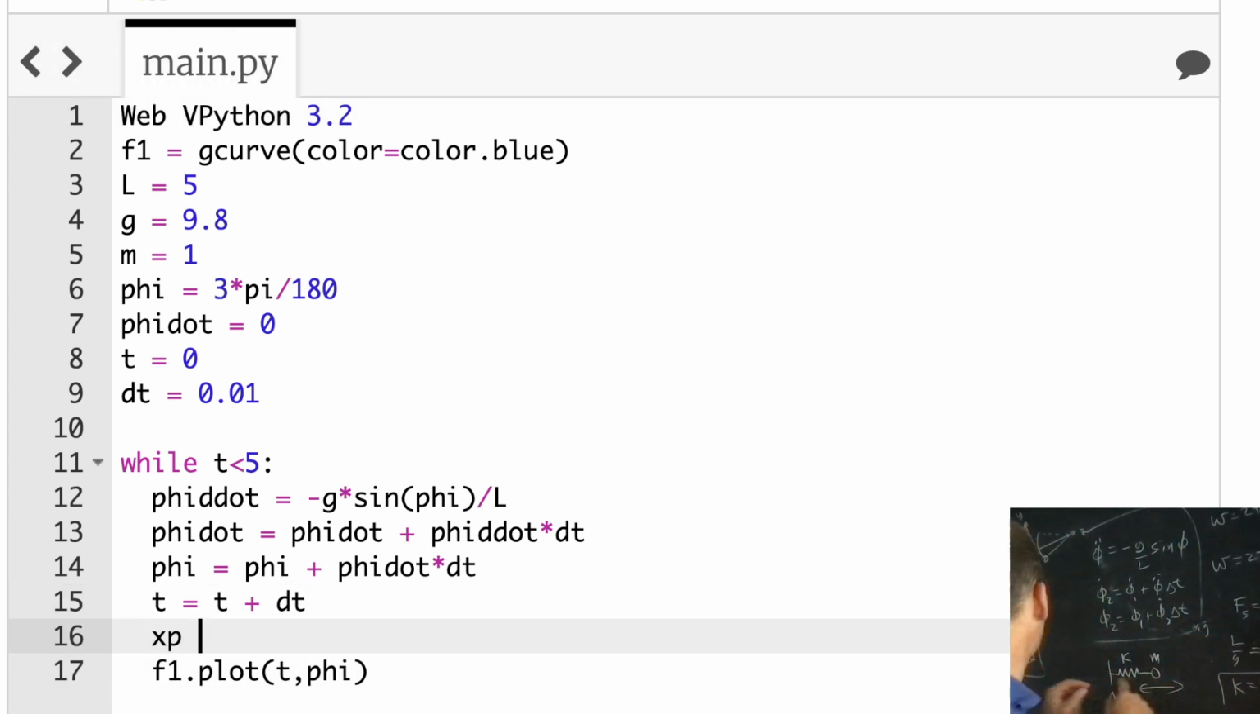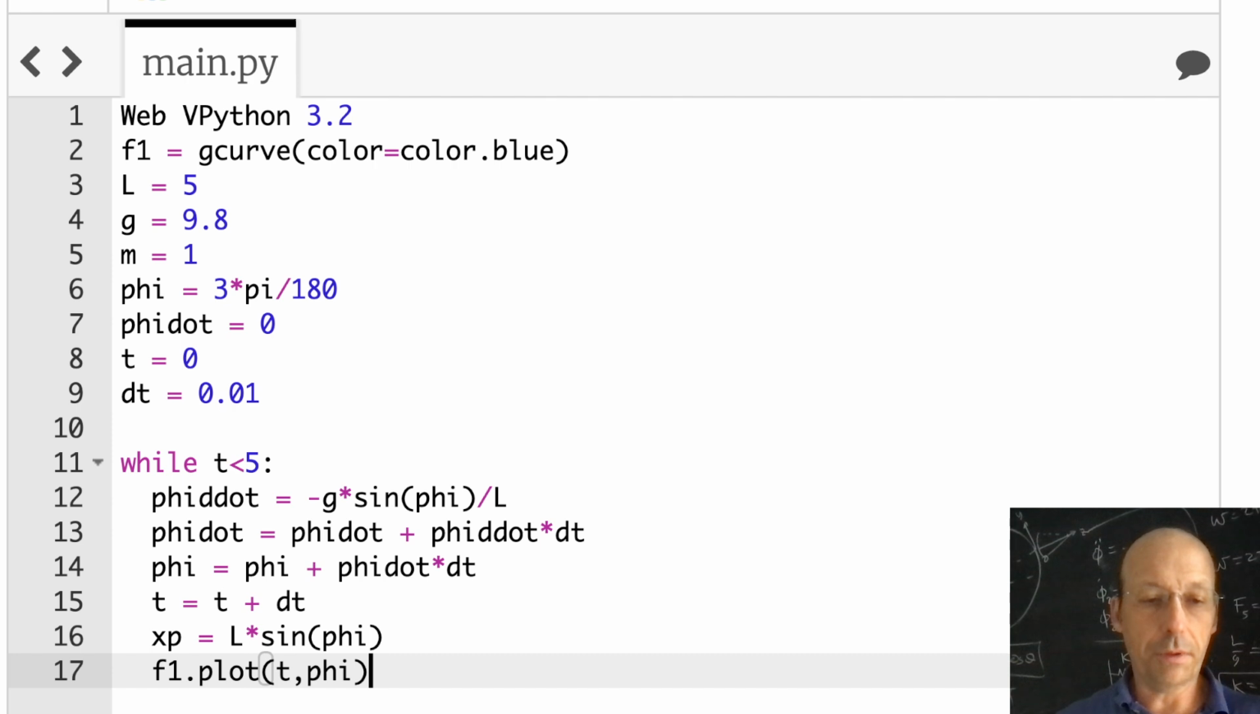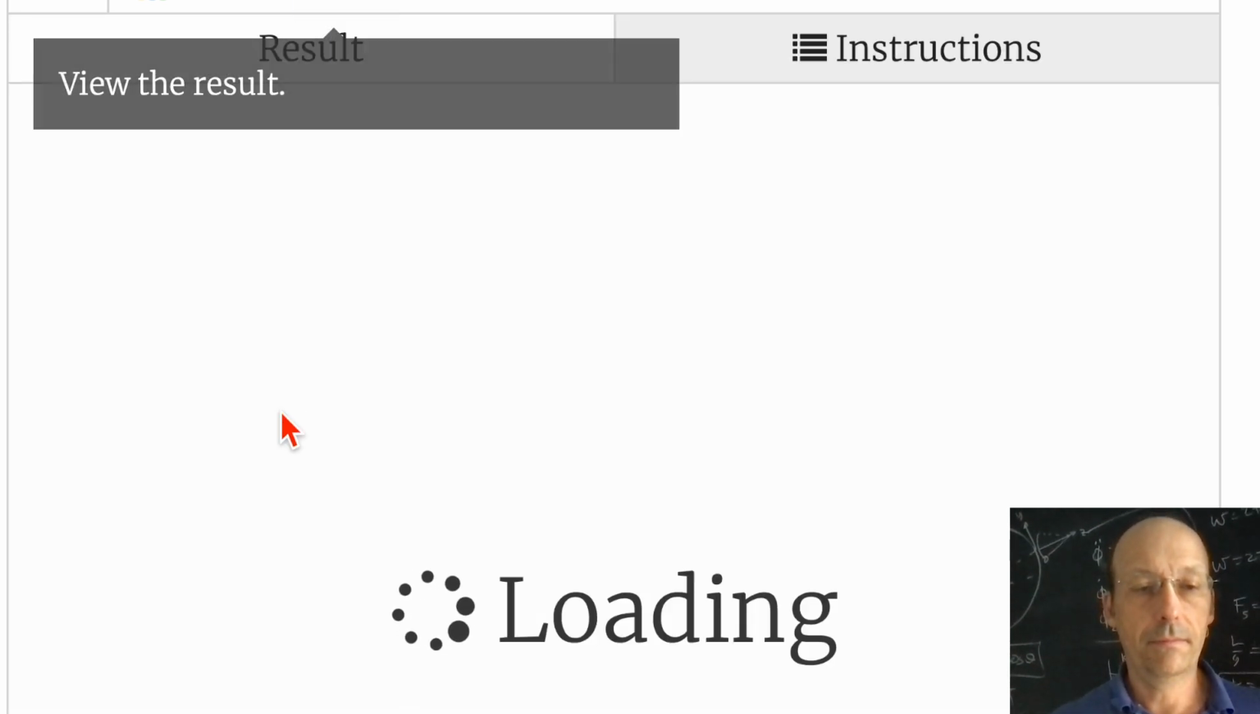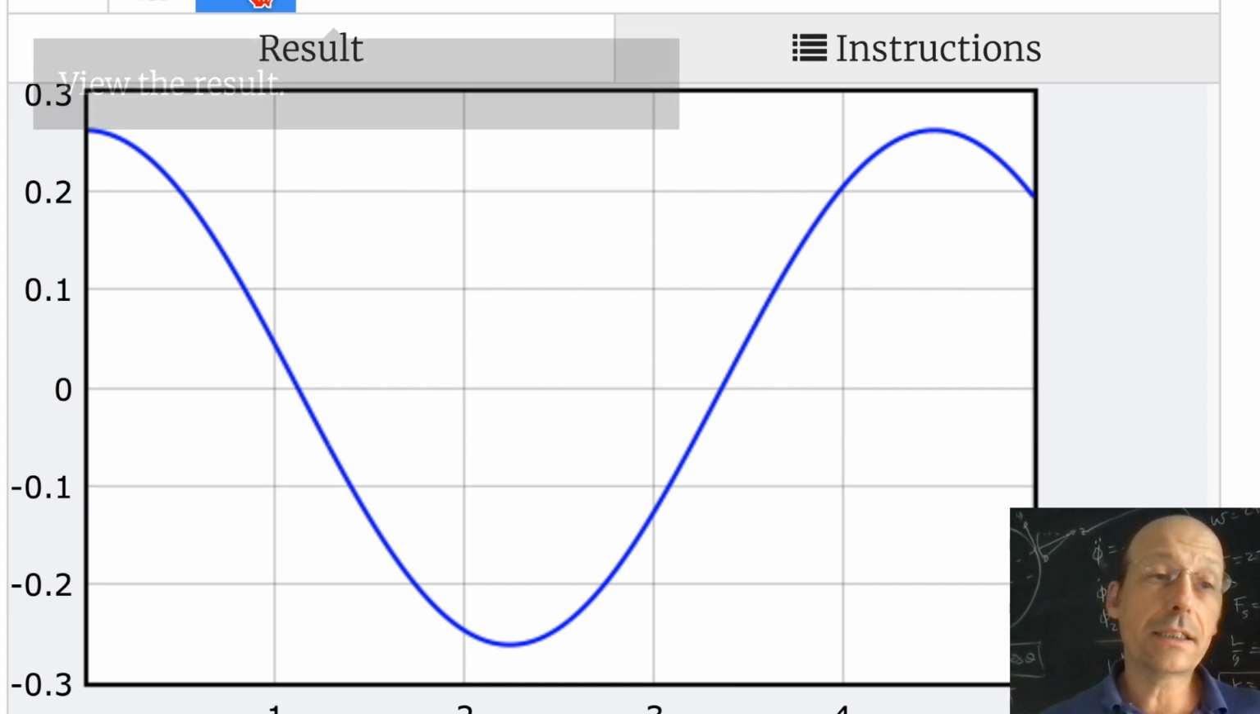So if you look at your pendulum, which I don't have up here anymore, I'm looking at the x component, so that's going to be L sine phi. xp is going to be equal to L times sine of phi. And so let's plot this xp. Okay. So there it goes, back and forth. Yes. Okay, now let's do the same thing.